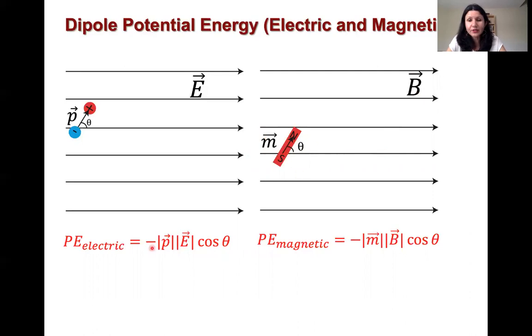So you see these two equations are very similar, except instead of electric dipole, vector P, we have magnetic dipole, vector M. Instead of electric field, we have magnetic field, which is B. And again, this cosine theta with a minus sign in front tells us that the magnetic potential energy is going to be minimized when theta is 0. That's when you get the most negative, or the smallest, magnetic potential energy that you can have.